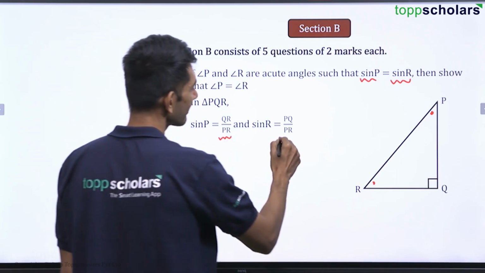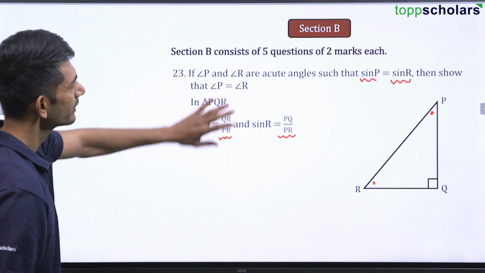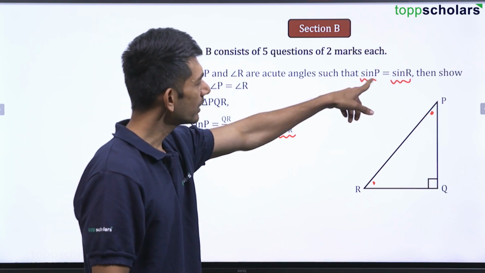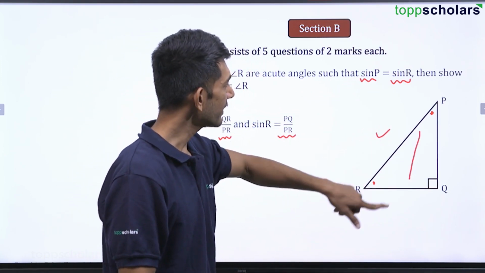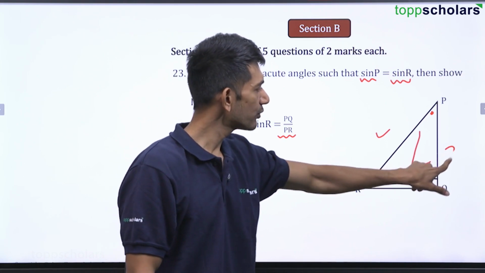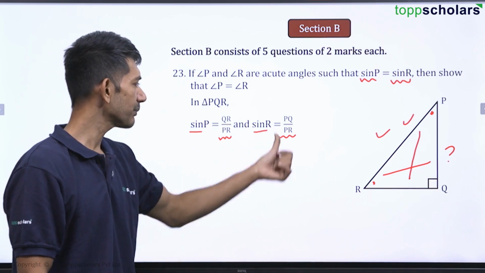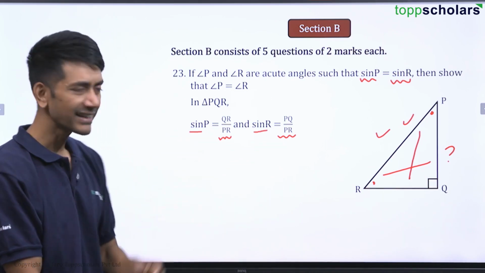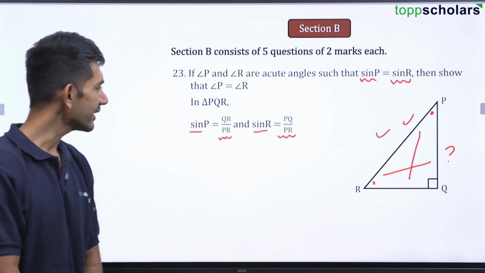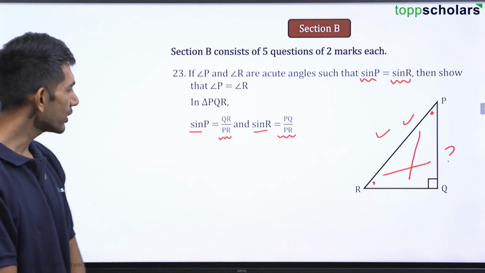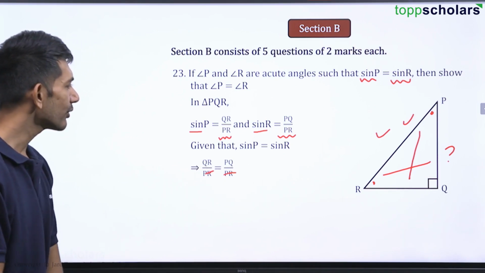What will be sin R? Sin R will be PQ by PR. See, what we have done is, we have taken sin P, that is opposite by hypotenuse. We have taken sin R, that is opposite by hypotenuse. But it is already given that sin P is equal to sin R. So if the left hand sides are equal, can I say the right hand sides are also equal? So I get QR by PR is equal to PQ by PR. PR is going to get cancelled. You are going to get QR is equal to PQ.